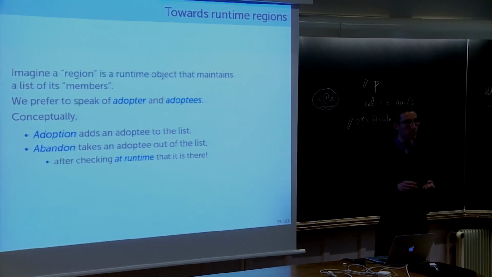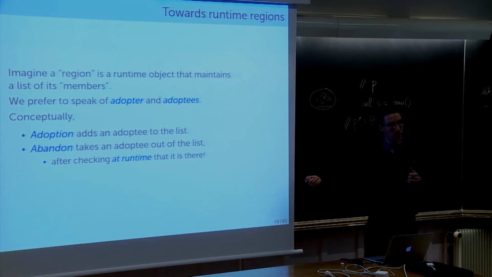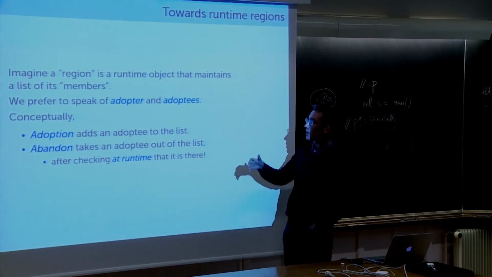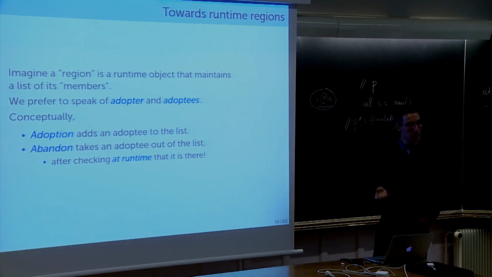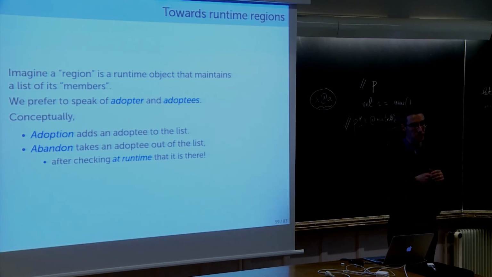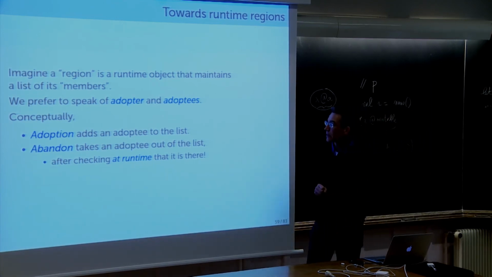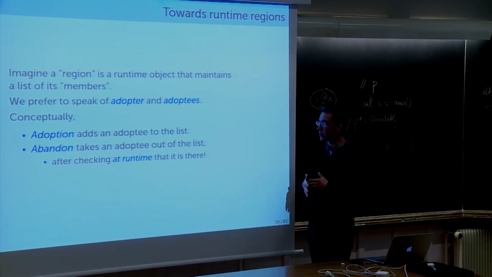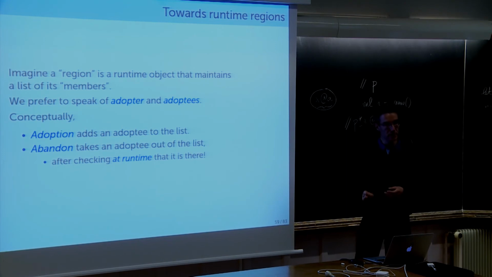So what if these regions existed at runtime? It would mean that a region would be something that maintains a list of the members, at least in a simple-minded implementation. And just to clarify, or to adopt a new vocabulary, we prefer to speak of adopter and adoptees, so there is no confusion with static regions. So the adopter will be some kind of object that maintains a list of adoptees. Adoption means I'm adding an adoptee to the list. And I will have another operation which is symmetric or almost symmetric. Abandon means take an adoptee out of the list because I want to use it.